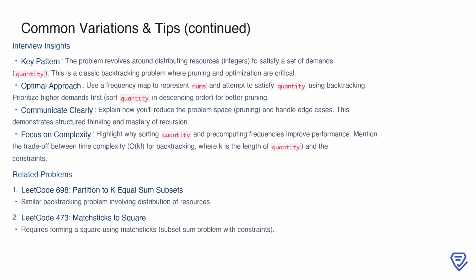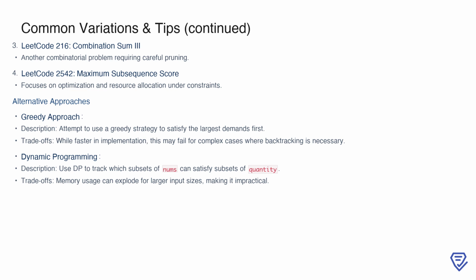complexity of backtracking. If you're asked about related problems, you can mention challenges like LeetCode 698, which involves partitioning arrays into subsets, or LeetCode 473, which focuses on forming specific shapes using subsets of numbers. Other related problems include LeetCode 216, which involves finding combinations of numbers with pruning, and LeetCode 2542, which emphasizes optimization and resource allocation under constraints. These problems share similarities in terms of their reliance on efficient decision-making and pruning techniques.